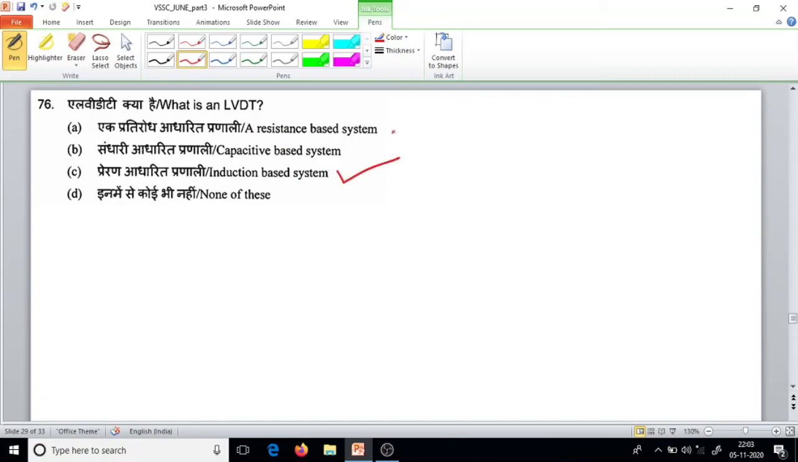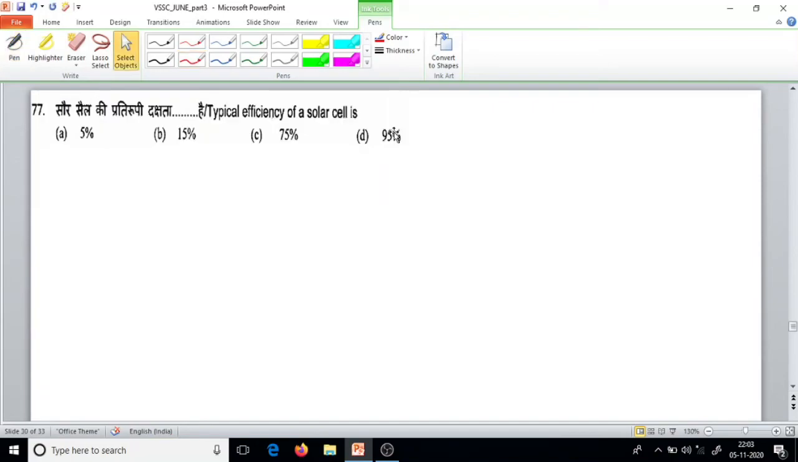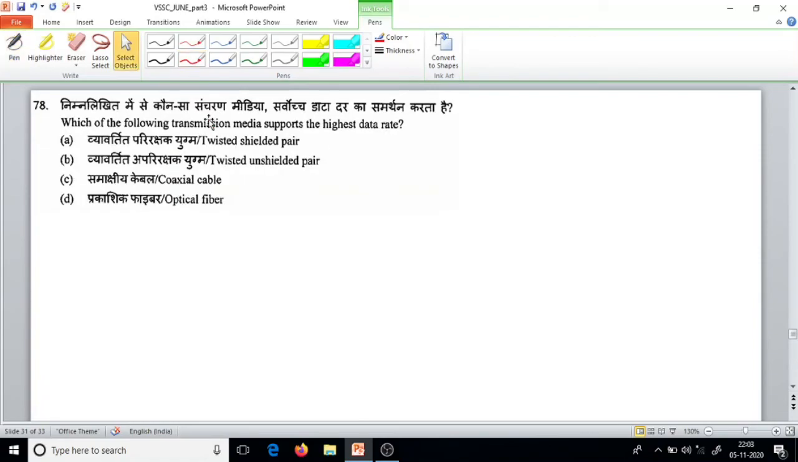Question number 77 is a direct question. Typical efficiency of a solar cell is 15%. We'll go to the next question. Question number 78. Which of the following transmission media supports the highest data rate? See, recently everybody is laying fiber optic cables. Why do we use fiber optic cable? Like Reliance Jio network, everybody is trying to put more fiber network because it supports maximum data rate. That is the optical fiber.